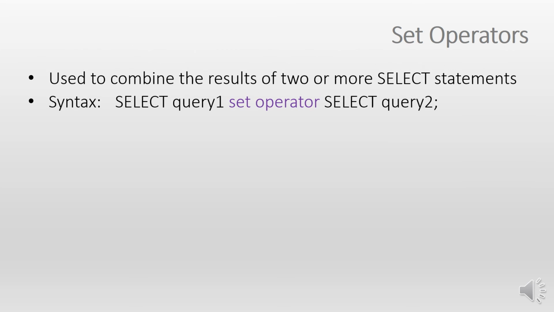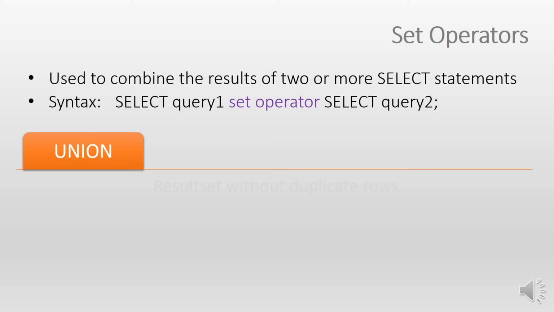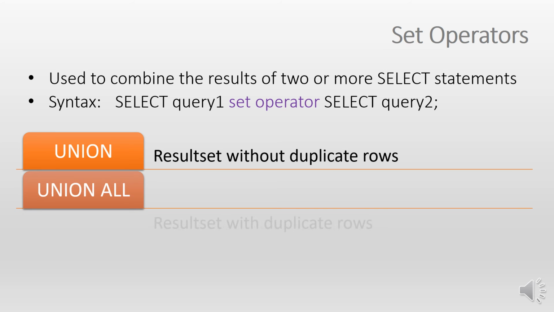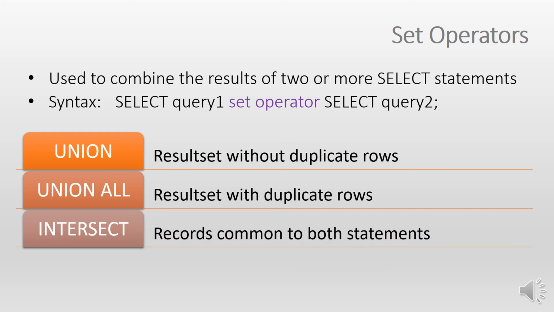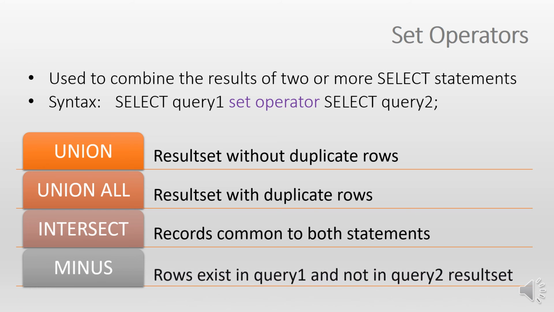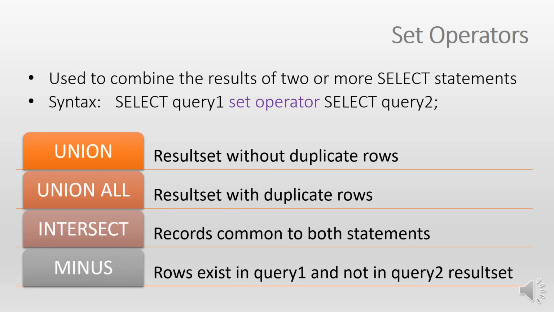Set operators are used to combine the results of two or more select statements. The syntax here is select query 1, set operator, select query 2. UNION will give the result set without duplicate rows. UNION ALL will provide the result set with duplicate rows. INTERSECT is used to give the result set which are common to both statements. MINUS gives the rows that exist in query 1 and not in query 2 result.